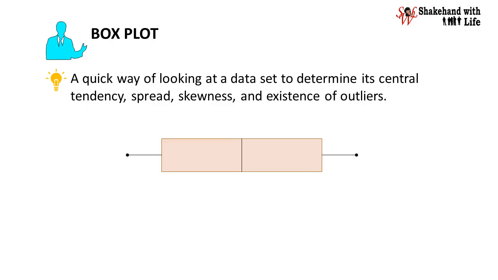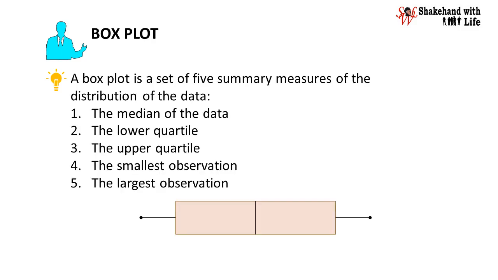A box plot, also called a box and whisker plot, is another way of looking at a dataset to determine its central tendency, spread, skewness, and the existence of outliers. A box plot is a set of 5 summary measures of the distribution of the data.